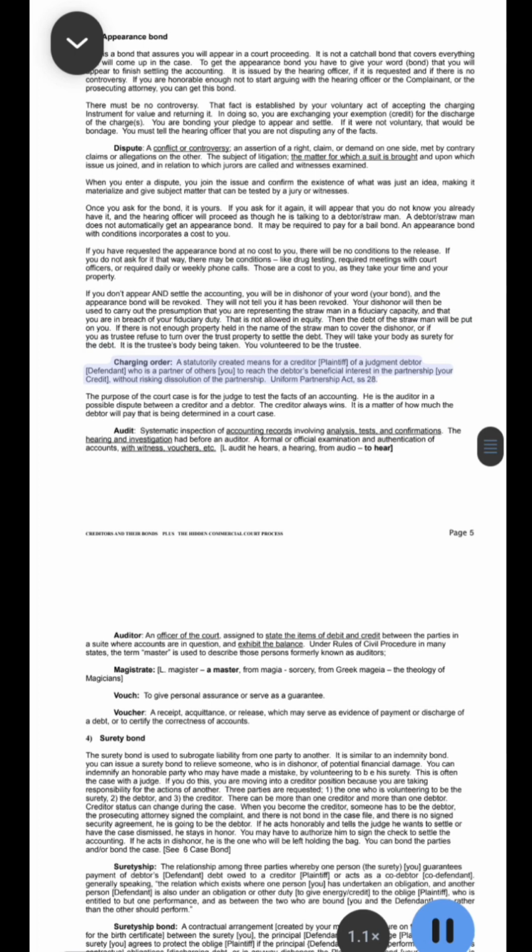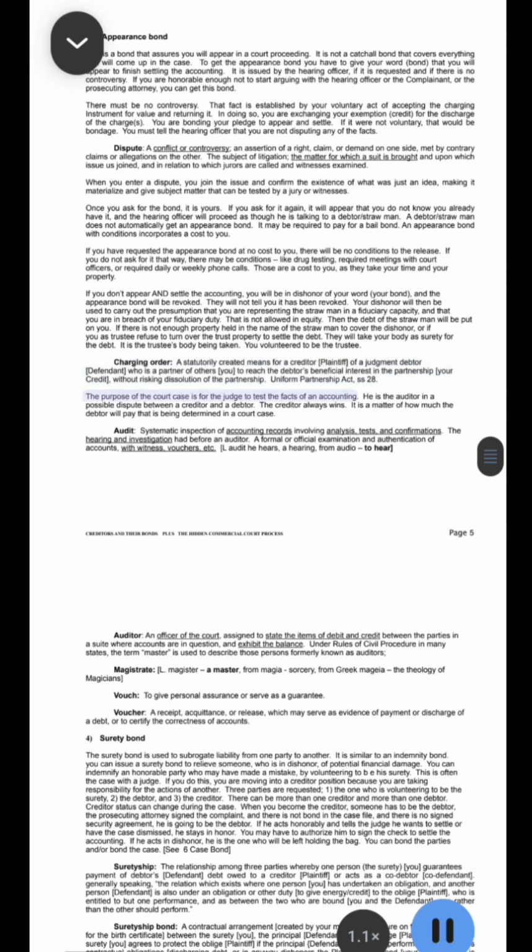Charging order. A statutorily created means for a creditor plaintiff of a judgment debtor defendant who is a partner of others to reach the debtor's beneficial interest in the partnership, your credit, without risking dissolution of the partnership. Uniform Partnership Act, SS 28.